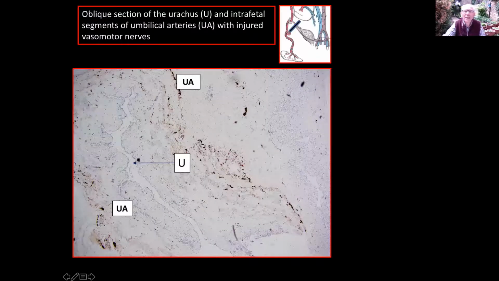And this is a section taken from inside the baby between the bladder and the umbilicus, and we've made a section through what's an embryological remnant called the uterus and both umbilical arteries. And this one's been stained for nerves, and you can see this brown appearance on both the right and left umbilical arteries, which demonstrates injured vasomotor nerves around both umbilical arteries in this particular baby.